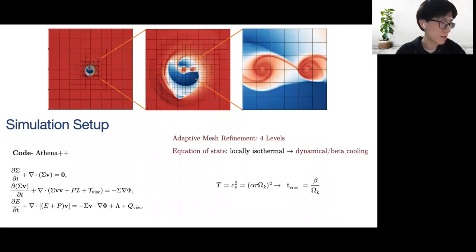And in this work, we use adaptive mesh refinement, which allows us to explore this problem both at very large radial distance and also resolve the inner region of the circumbinary accretion with very high resolution. We still use the same scheme, which is dynamical cooling, and you can still use beta as an effective cooling time.